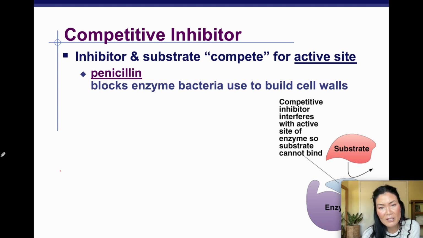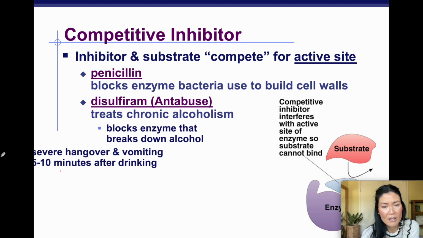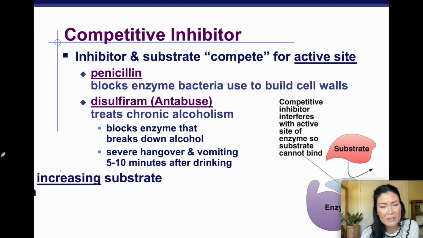It blocks the enzyme in bacteria so that bacteria cannot build a cell wall. Disulfiram, or Antabuse, is a drug that treats chronic alcoholism, because alcohol is a toxin and you need to break it down. And so there's an enzyme that breaks it down. And if you don't have that enzyme, or if you have an inhibitor that will block the enzyme's use, then that toxin's going to stay in your system and you're going to feel super sick. You're going to feel really bad, okay? And so you're going to have a severe hangover, vomiting 5 to 10 minutes after drinking. So after drinking, you're just feeling really sick and you're just not going to want to drink.